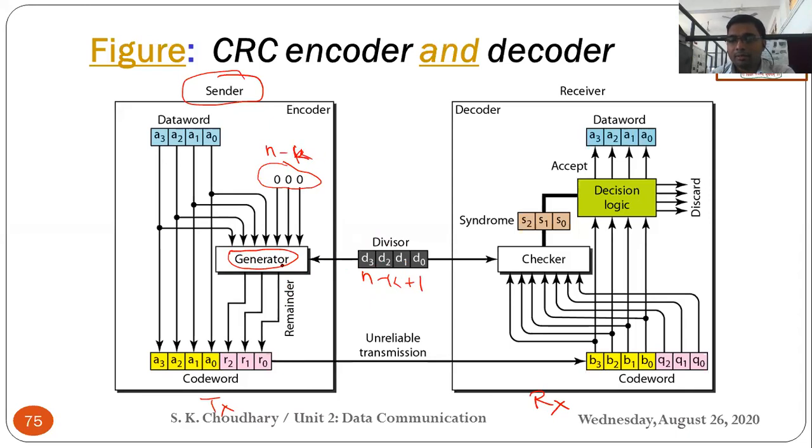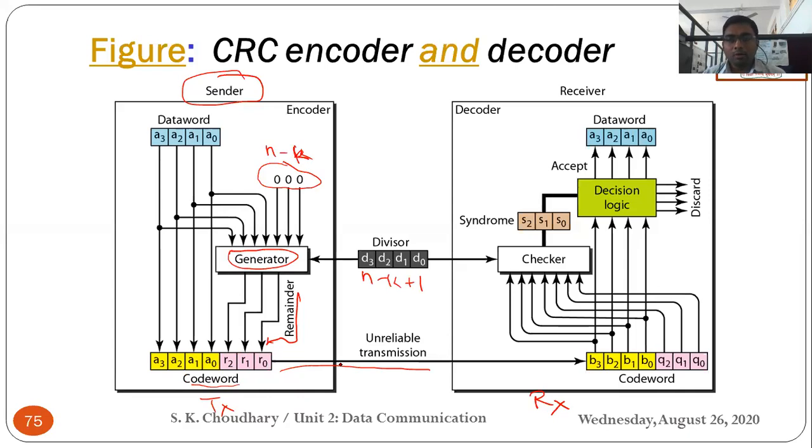So this is the way, and whatever the remainder becomes, this remainder would be appended to the end of this message. The 4-bit message stays as it is, but a 3-bit remainder is there. A total 7-bit code word would be generated, and then it would be transmitted to some channel, and that is an unreliable transmission. Maybe there is an addition of noise and some distortion or error.